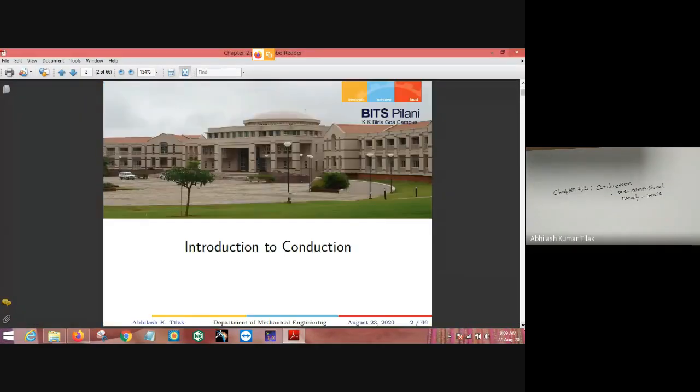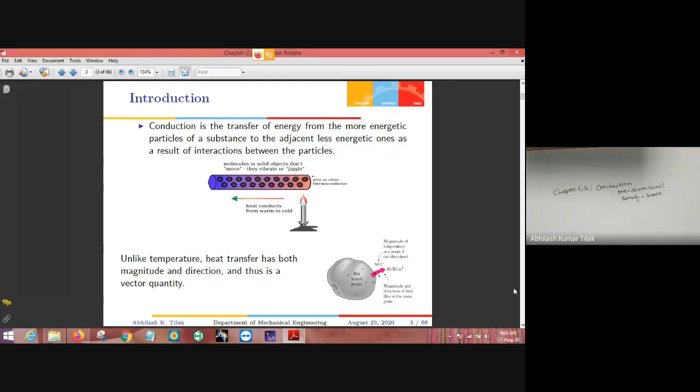Okay. So let's move to the chapter now. We have already discussed what conduction is in chapter 1. Heat conduction is defined as the transfer of thermal energy from the more energetic particles of a medium to the adjacent less energetic ones. Conduction can take place in liquids or gases as well as solids, provided that there is no bulk motion. If there is bulk motion, then there would be a convection mechanism of heat transfer. Only if there is no bulk motion do we have to consider conduction.